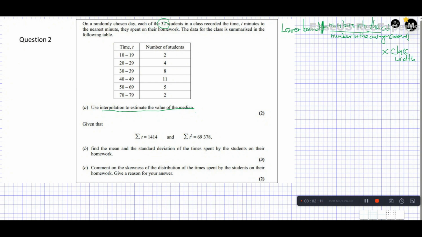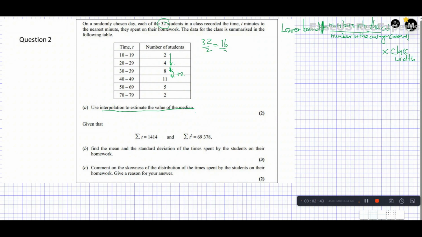Okay, so with 32, that's 2 plus 4 plus 8, so up to here you have 14. Half of 32 is 16, so to find the median you have got to go up to 16. So that's 6 plus 8 is 14, and from 14 you have to add another 2 more. This is what I mean by the number into the category: you have to add 2 more.